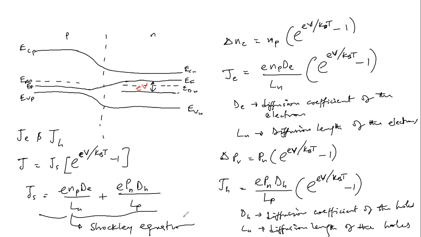Hence, the total current equation shows an asymmetric current characteristic. So when V, the applied voltage, is positive, that is the junction is forward biased, the current in the forward direction, electrons from the N side to the P side, increases exponentially. And when V is negative, that is, the junction is reverse biased. So it's forward biased and it's reverse biased.